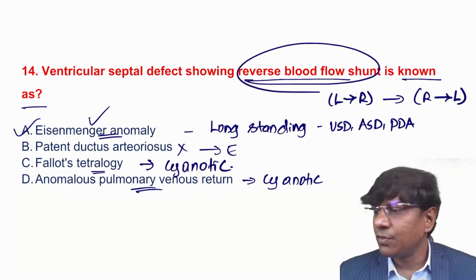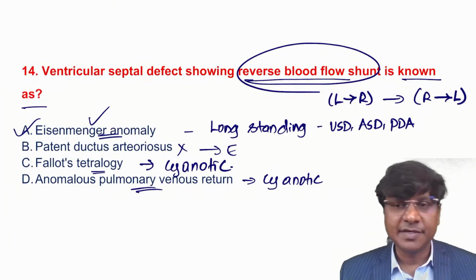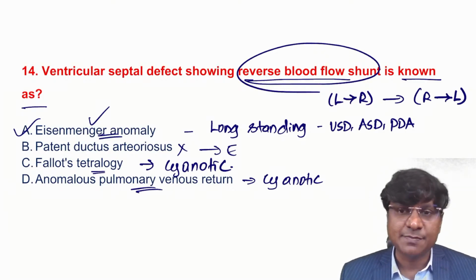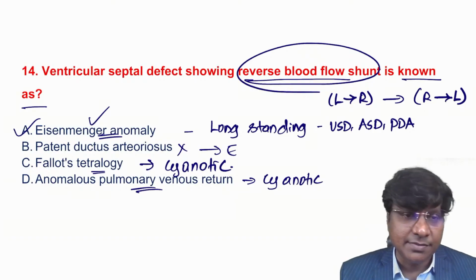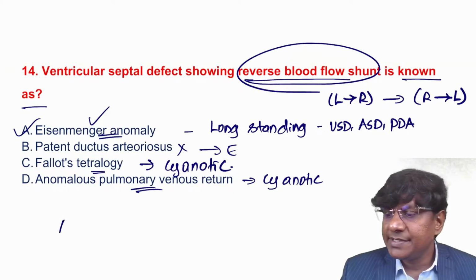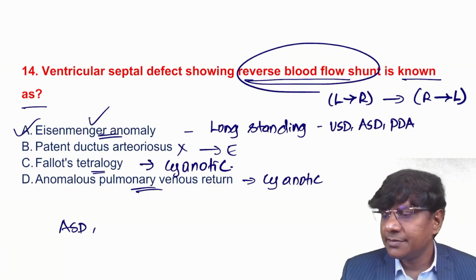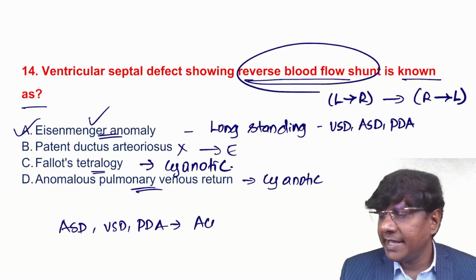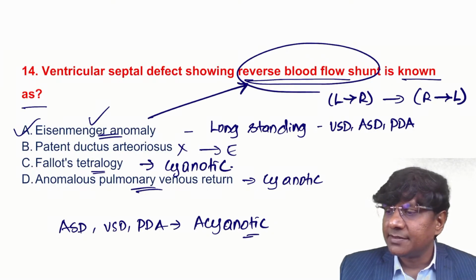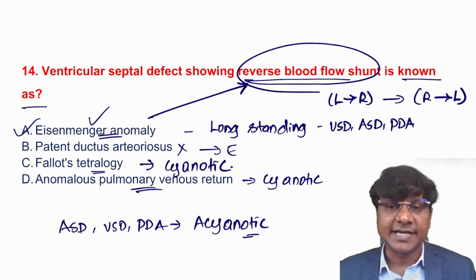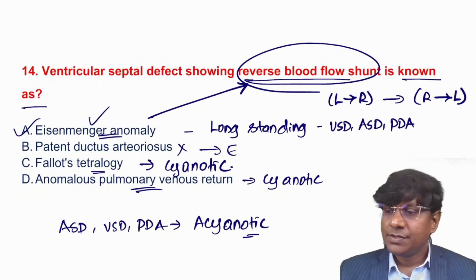So reversal blood flow shunt is known as Eisenmenger's, which is observed in VSD, ASD and PDA. Once there is a reversal, then we use the term Eisenmenger's. Otherwise, ASD, VSD and PDA are all acyanotic congenital heart diseases if there is no reversal. If reversal is present, then we call it a cyanotic congenital heart disease. So the answer is A in this question.